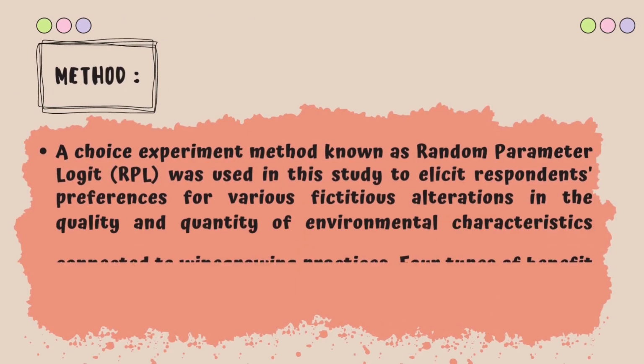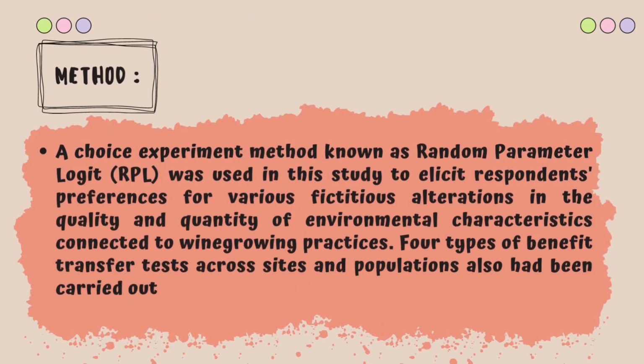For the method, a choice experiment method known as Random Parameter Logit (RPL) was used in this study to elicit respondents' preferences for various fictitious alterations in the quality and quantity of environmental characteristics connected to wine growing practices. Four types of benefit transfer tests across sites and populations had also been carried out.